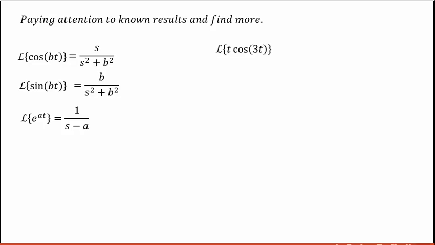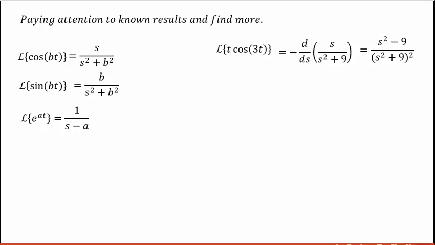Now we're going to take more with cosine bt. So we are taking cosine 3t, and then t is another multiple with it. This one is very basic: just take the Laplace transform of cosine 3t, which is s over s squared plus 9. Now since we have a t here, we take the first derivative with a negative sign. So we need to take the first derivative of s divided by s squared plus 9.